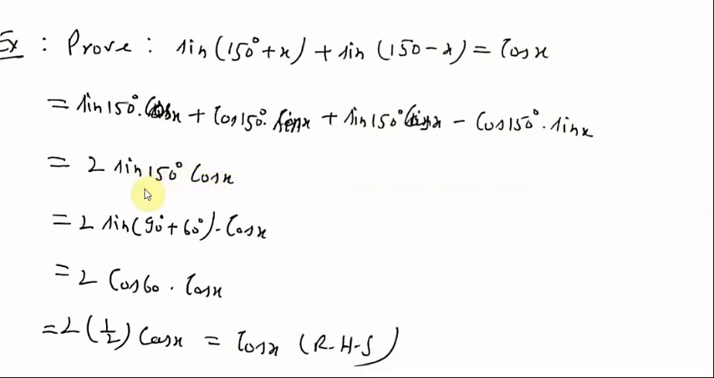Sine 150 we may rewrite as sine (90 plus 60), cos x as it is. We know sine (90 plus theta) is cos theta, so it is now 2 cos 60 degree into cos x. Put the value of cos 60 degree, which is 1 upon 2. The 2s cancel, and we have only cos x. This is our right hand side. Thank you.